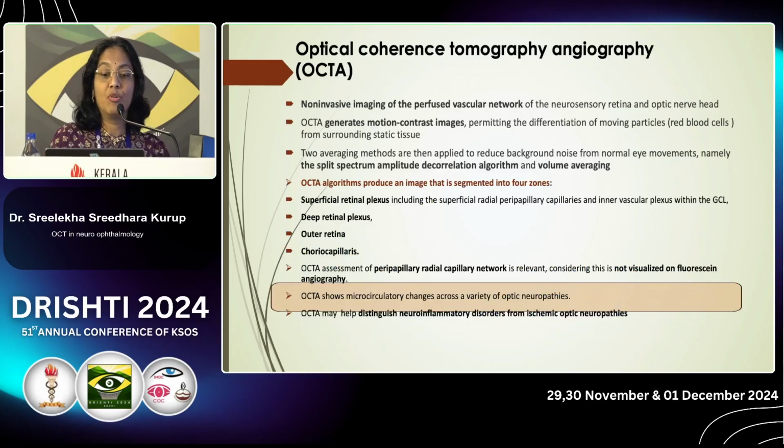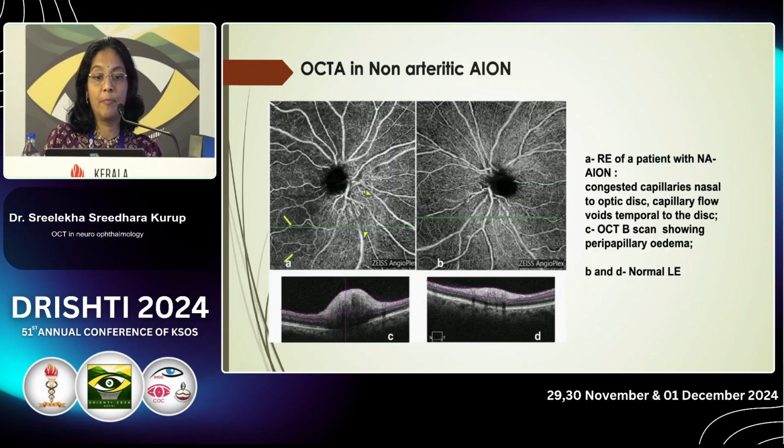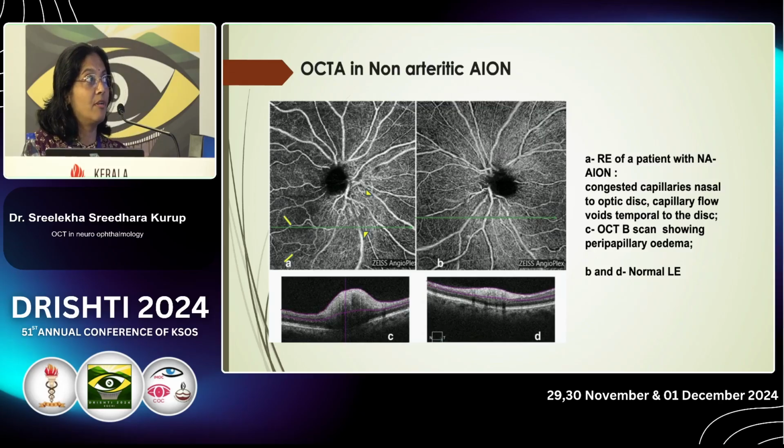Optical coherence tomography angiography is useful in assessing the peripapillary radial capillary network that is not visualized on fluorescein angiography. And here you can see OCTA in a case of anterior ischemic optic neuropathy of the right eye, where you can see the flow voids in the temporal part of the optic disc and the disc swelling on the OCT B scan, and normal left eye vasculature.